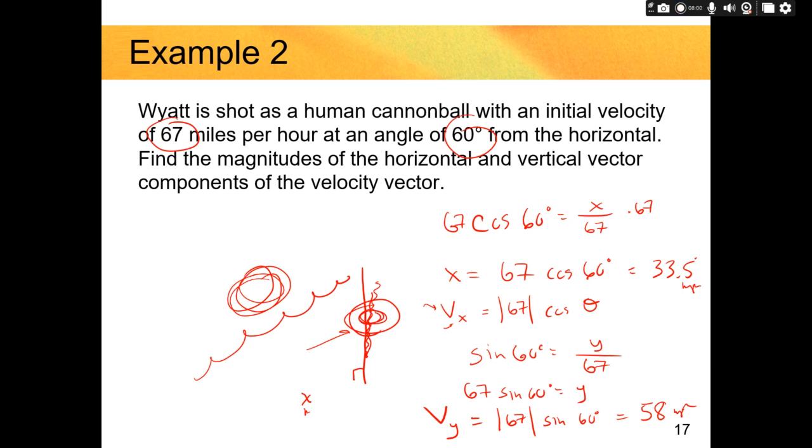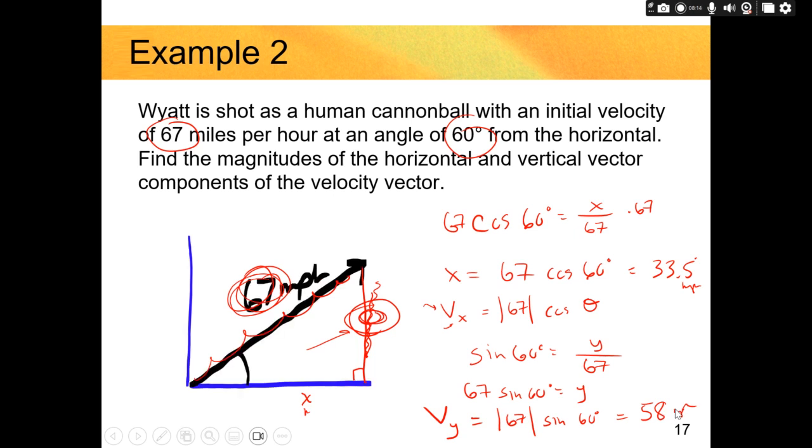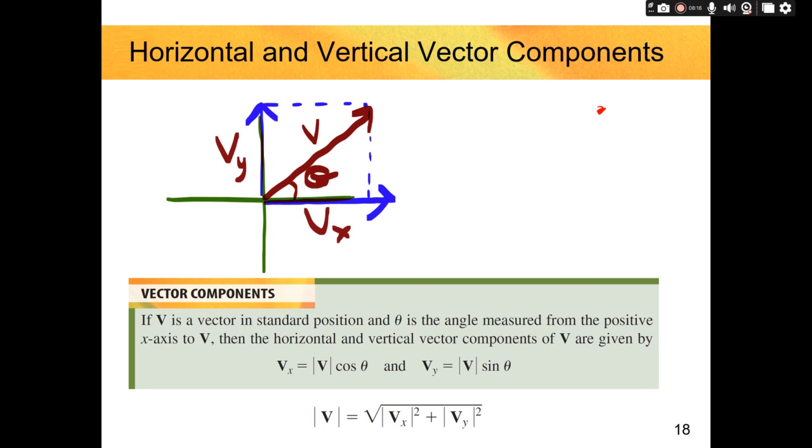Sorry, Eva, go ahead. Tell me. If we could plug 33.5 and 58 into a Pythagorean theorem, you should get 67 at the end again. Yes, you could have done that as well. Yeah, absolutely. Multiple ways once you find more.